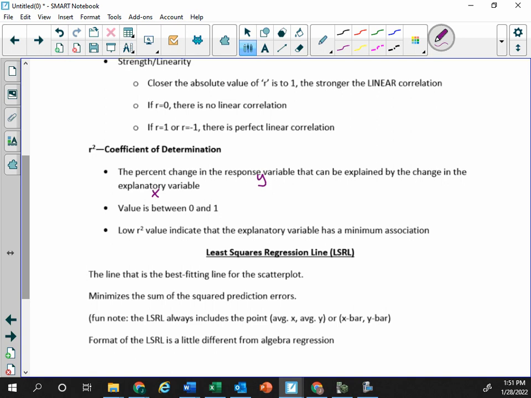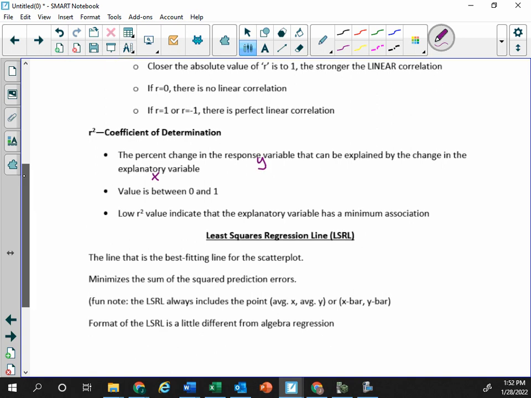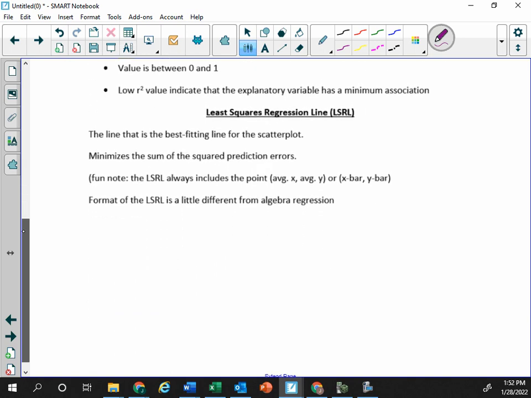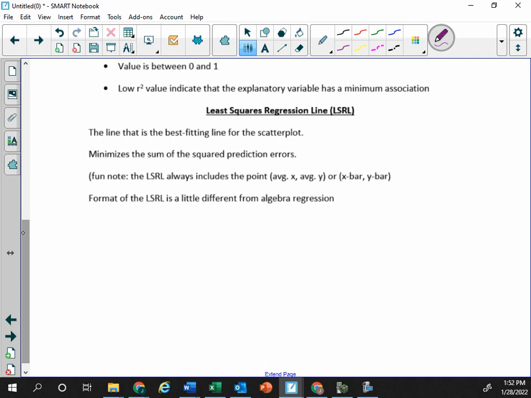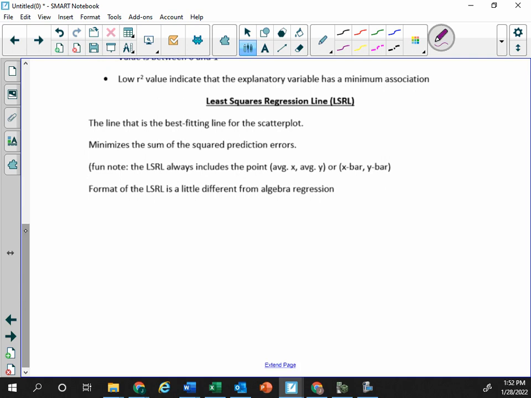All right, then the actual least squares regression line, LSRL. This is like your line of best fit that you may have done before. The way it's actually calculated is it minimizes the sum of the squared prediction errors. You're not going to have to figure that out by hand. Again, your calculator is going to do all of that. A fun note: your least squares regression line will always have the average X, average Y coordinate in it. So X bar, Y bar, that coordinate is always in your least squares regression line.